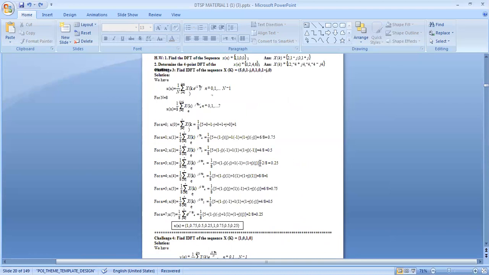Next we are going to see how to find the IDFT of the sequence. So we know the formula for the IDFT of the sequence. Take down: find the IDFT of the sequence X of k equal to 5 comma 0 comma 1 minus j comma 0 comma 1 comma 0 comma 1 plus j comma 0. We know the formula that x of n is equal to 1 by N summation k equal to 0 to N minus 1 of X of k e power j 2 pi k n by N, where n is equal to 0 up to N minus 1.